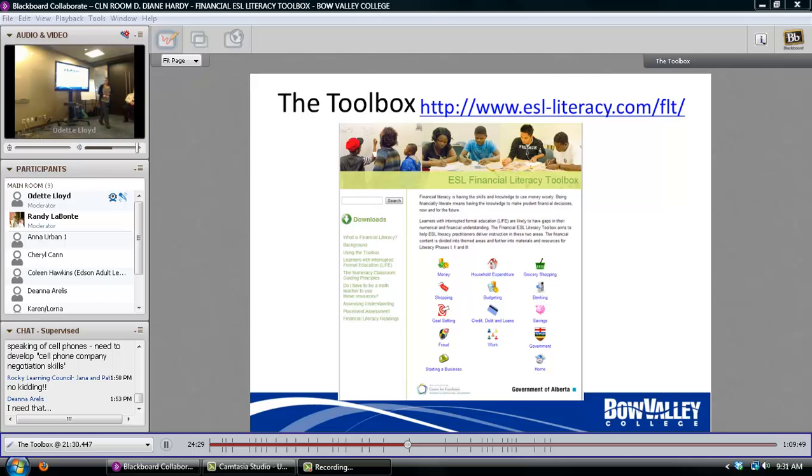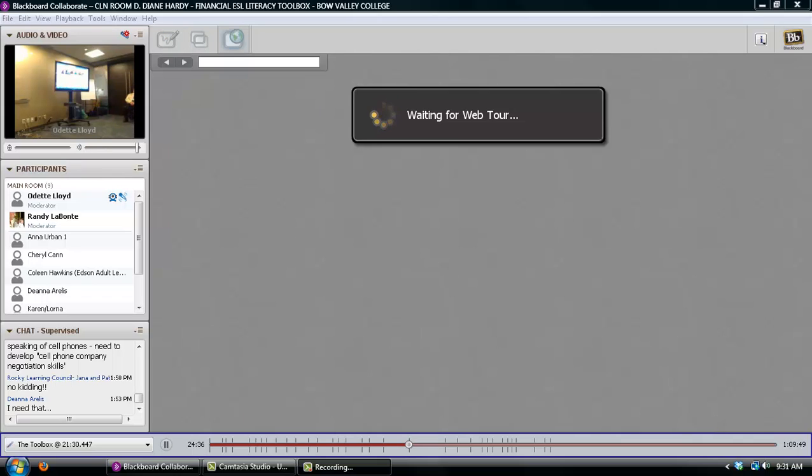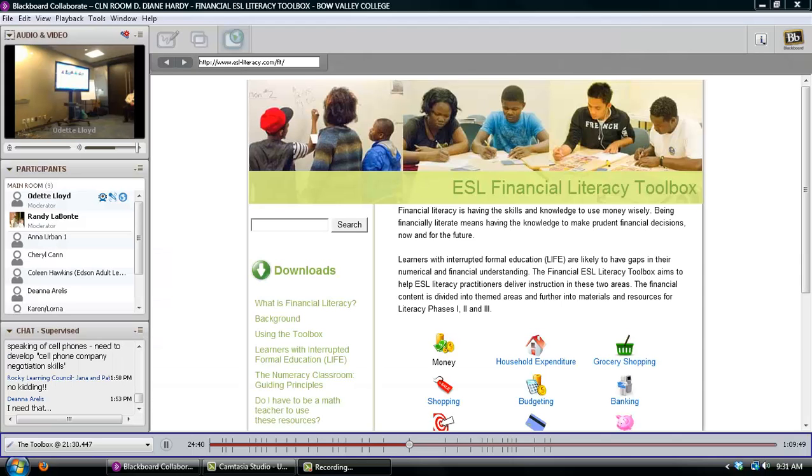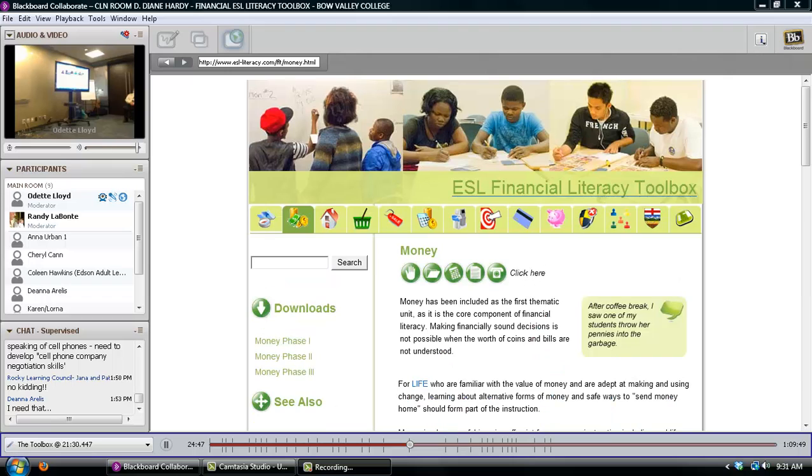So when you go into the toolbox, it looks like another page, so I'm not even sure if I'm there, but I am. So I just want to show you quickly what we've done. So this is money, and the first thing that we started with to sort of support you in your planning is a driving question. So a driving question that might help you consider how to contextualize the lesson.